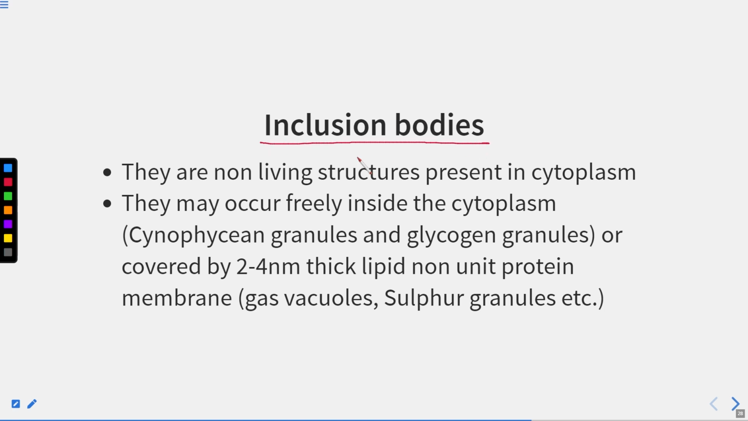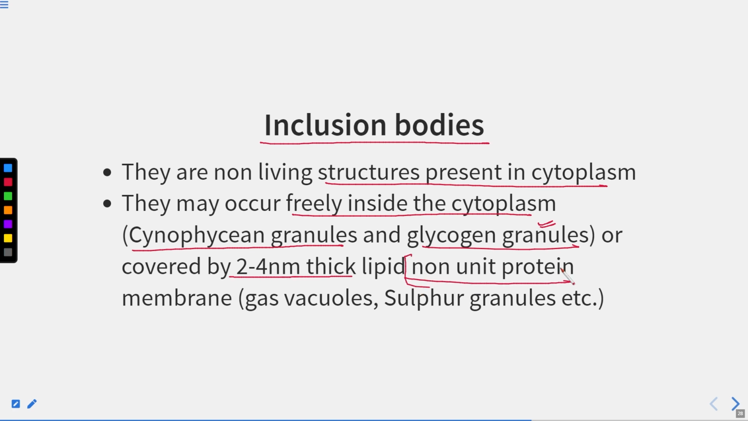Inclusion bodies. They are non-living structures present in the cytoplasm. They may occur freely inside the cytoplasm, like cyanophycean granules and glycogen granules. These are the granules that are, you can say, the nutrients for the bacterial cell, and they are stored, and whenever they are required, the cell can use them. Or they are covered by a 2.4 nm thick lipid-free protein membrane, and sometimes they also contain gas vacuoles or sulfur granules.